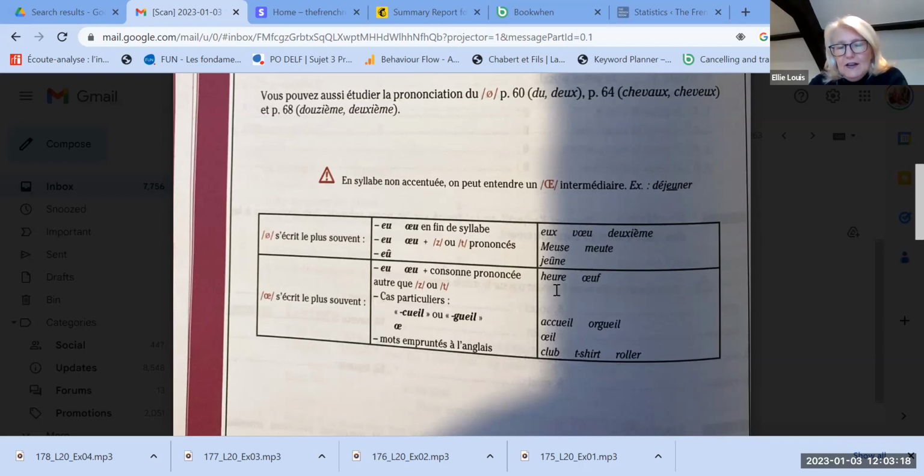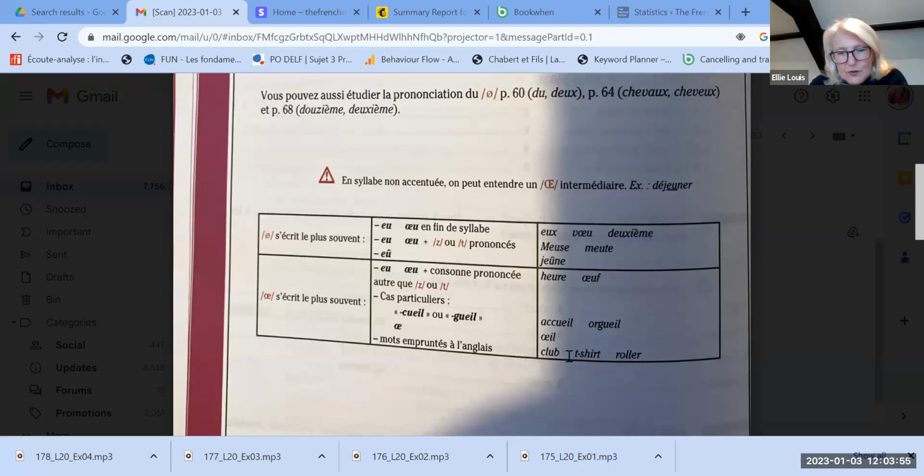So, easy enough. Oeuf. Now, accueille, orgueil. Now, when you see this UEIL, can you imagine that it's got a little Y stuck in the middle of that selection of letters? And that will help you pronounce it. Accueille, orgueil. Difficult. Need some practice. That means welcome. Oeil, eye.